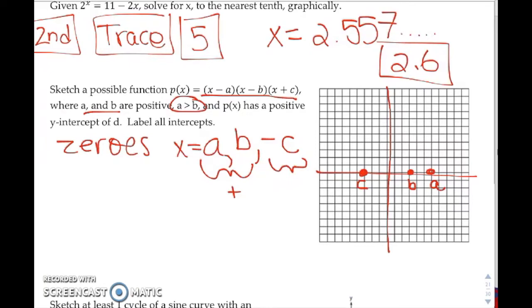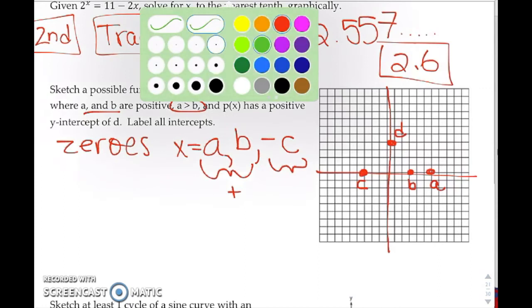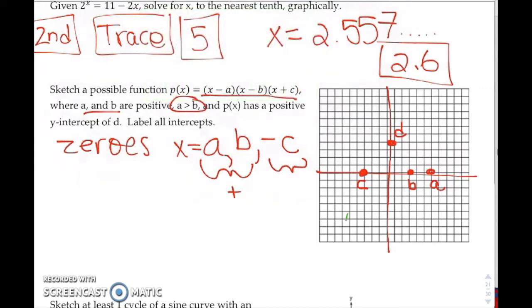And then they tell me that the y-intercept should be d. Now notice, none of those multiplicities are even. There's nothing weird about them. They're all just to the first. So now all I'm going to do is sort of connect those points. So it's going to come up, come down, come up. Notice it's crossing at every one. And then I'm putting arrows on the end.